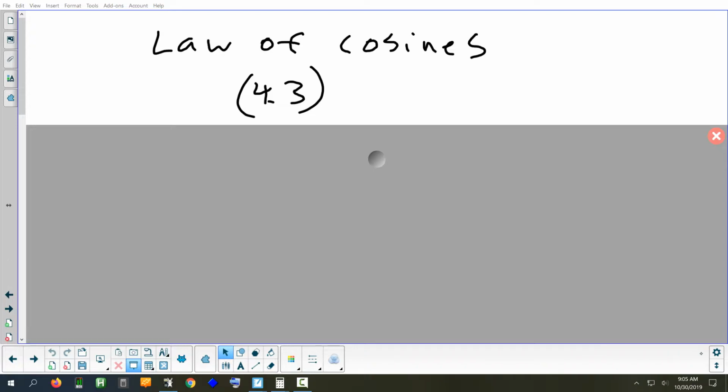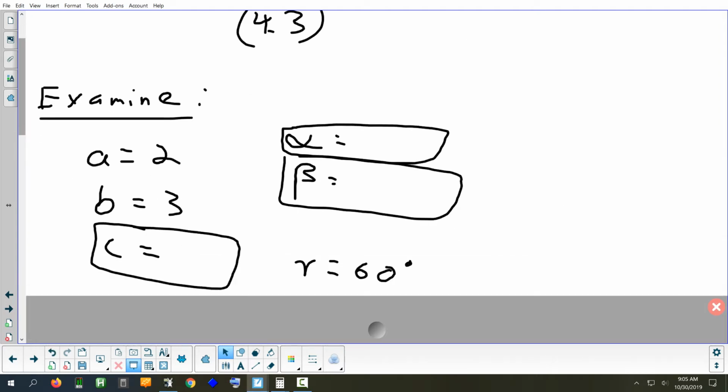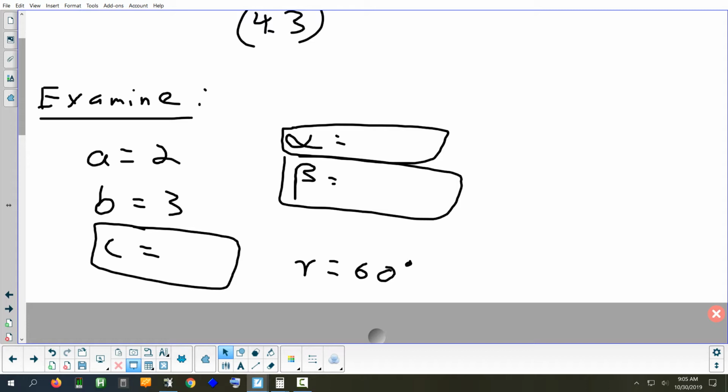So the last section we're going to look at this week is the law of cosines. So let's take a look at this problem. I'm not going to solve it right now. I just want to look at it. And let's pretend like we tried to do this with law of sines.